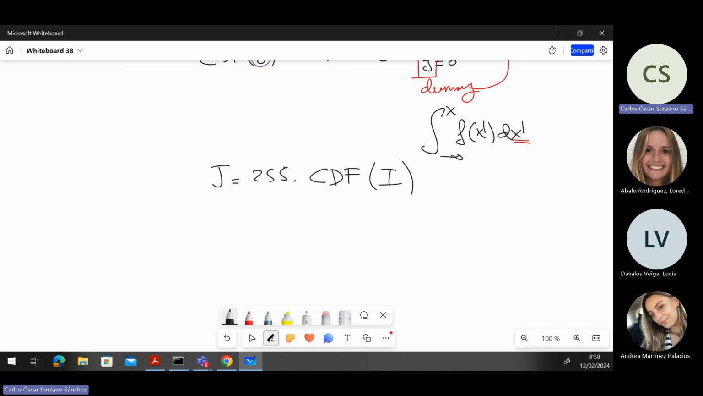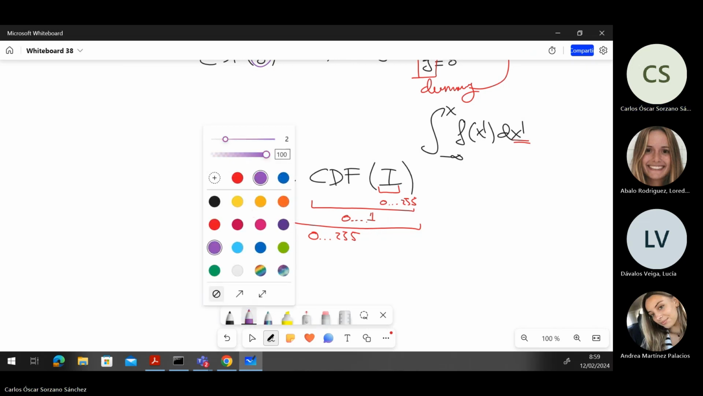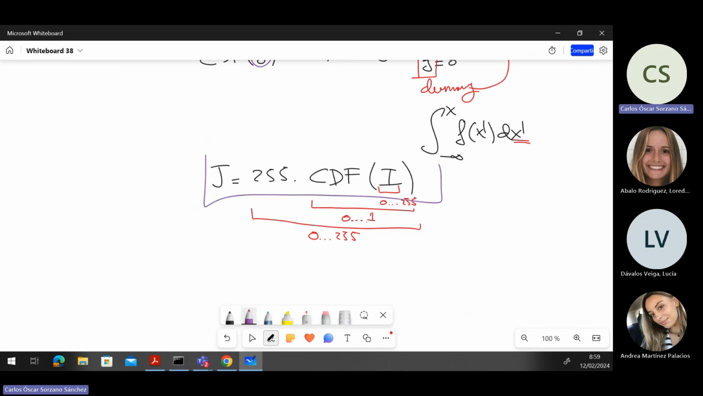So let's put numbers here. This goes from 0. This one goes 0 to 1. This one goes again 0 to 255. So I have constructed the new image in this way. And this operation here is called histogram equalization. Let's see what.